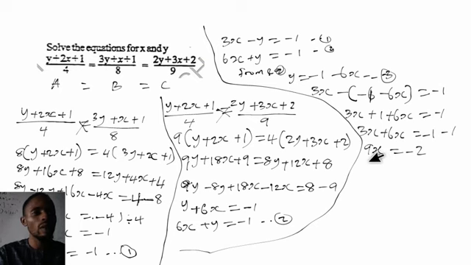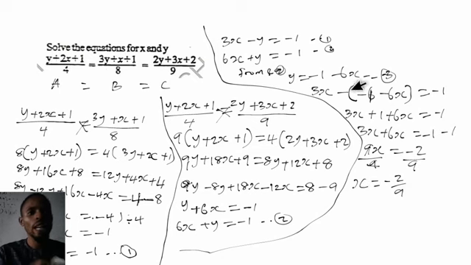Now to get the value of s, divide both sides of the equation by 9, the coefficient of s. Divide both sides by 9. So the 9 cancels, and it means that our s is equal to minus 2 over 9. So the answer for s is minus 2 over 9. Then let's get the value of y. To get the value of y, let's put s equal to minus 2 over 9 into equation 3.